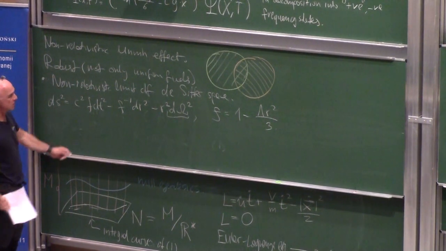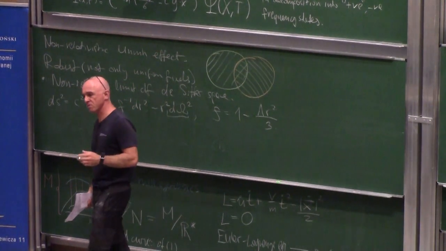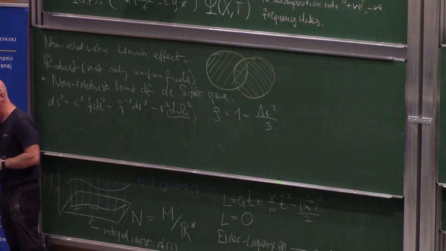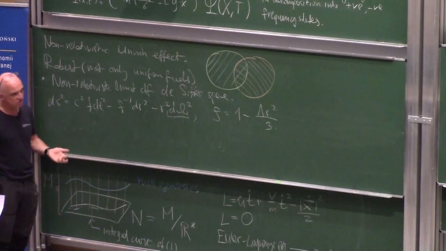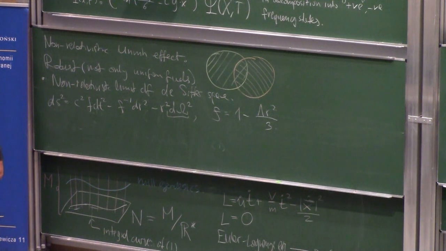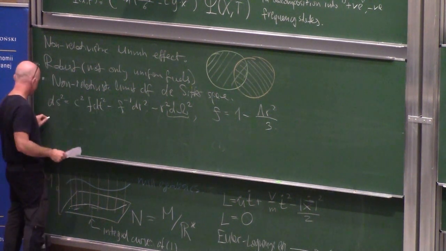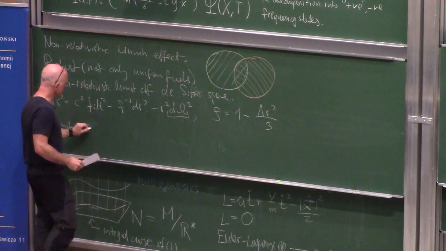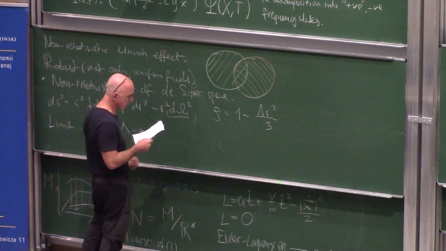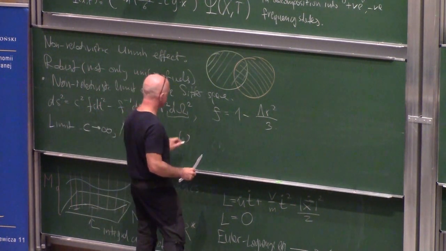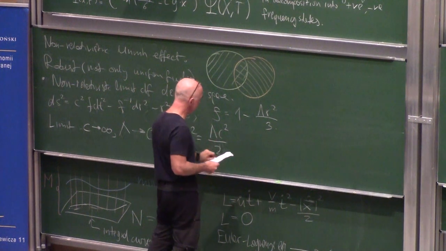Now, how do you take a limit of it? This brings me back to what I call the Cartan-Eisenhart approach, where you have a one-parameter family of metrics and you take a limit and see what happens. How do you take this limit? Well, naively, you just take the limit where c goes to infinity, but that's not a very interesting limit. The interesting one, it turns out, is to take a simultaneous limit, where c goes to infinity and at the same time the cosmological constant goes to zero, such that something I'm going to call omega squared, which is lambda c squared over 3, is fixed.